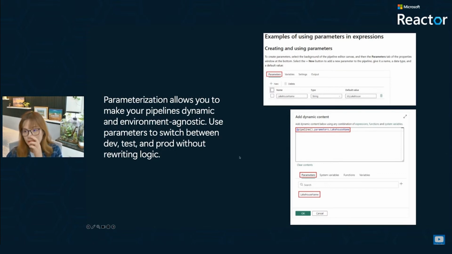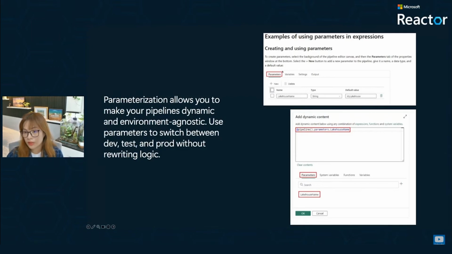Now, in order to do that, you will need to go into the pipelines, and when you select the background of the pipeline editor, you will see a parameters tab. You can click on plus new to create a new parameter. Like this example here is creating a lakehouse name with the default value of my lakehouse.